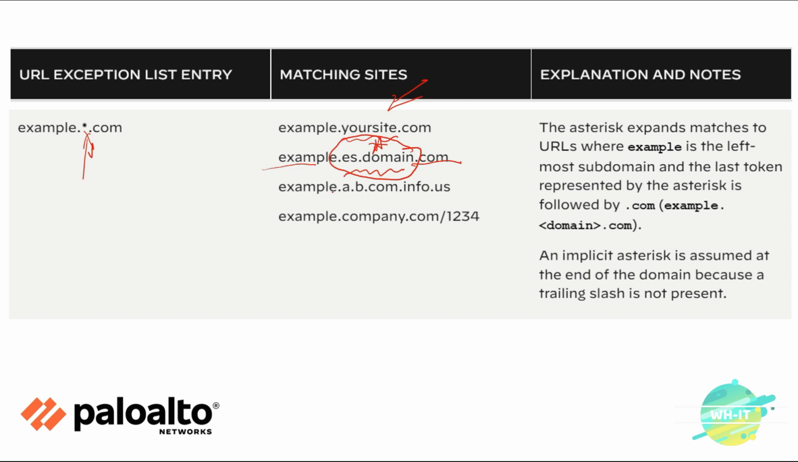So in the next example we see it can even be a.b, something like that, but after .com it can be info.us, because it believes that there is an asterisk available after this particular domain. So that is how this domain criteria is working. Now let's move on to the next example.